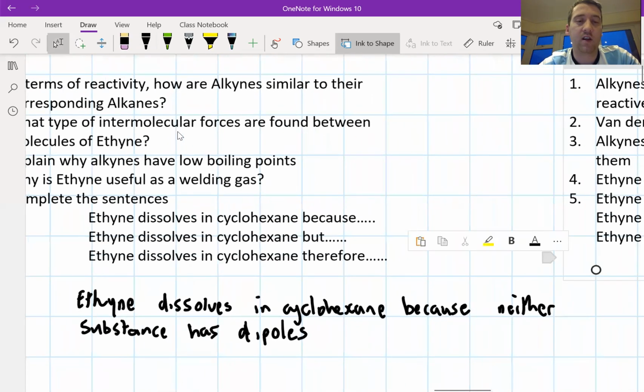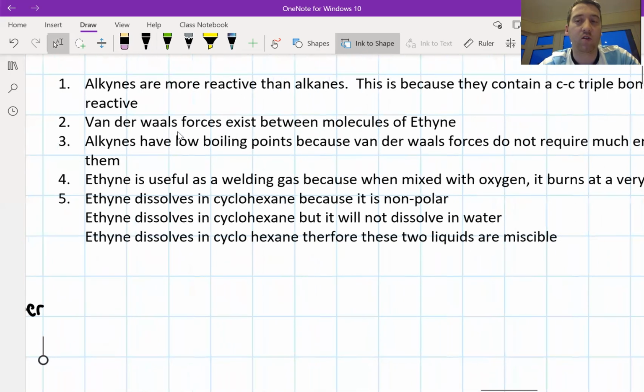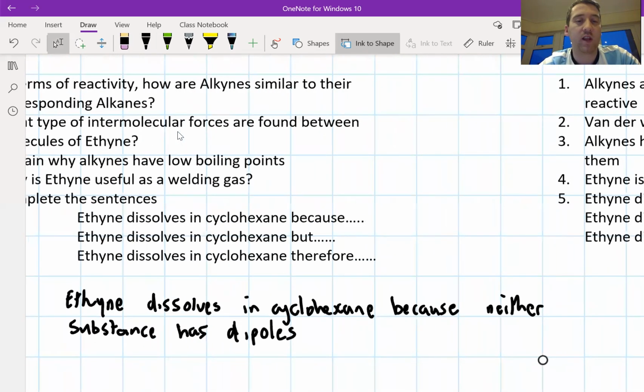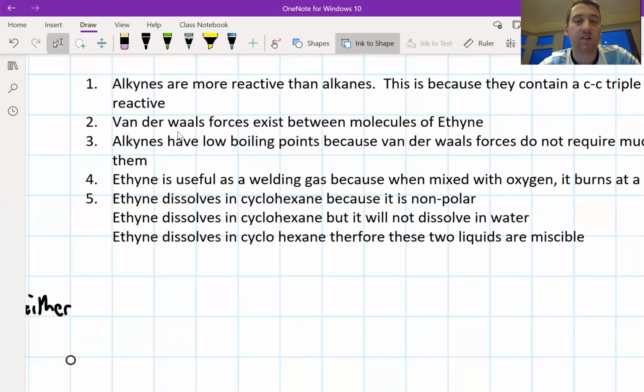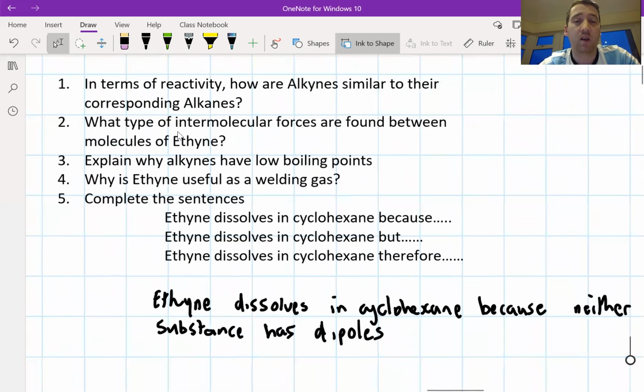So ethyne dissolves in cyclohexane, but you could have there, it does not dissolve in water. That would be a good second sentence, something like that. The last one, ethyne dissolves in cyclohexane, therefore these two liquids are miscible. That means that you can mix them together.